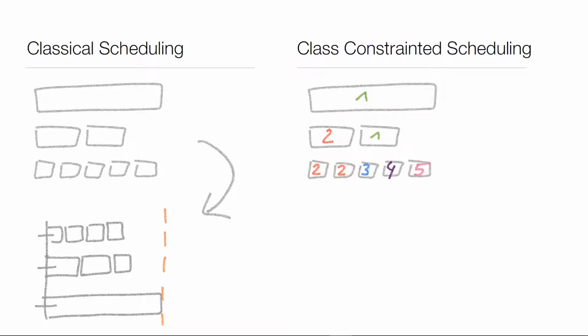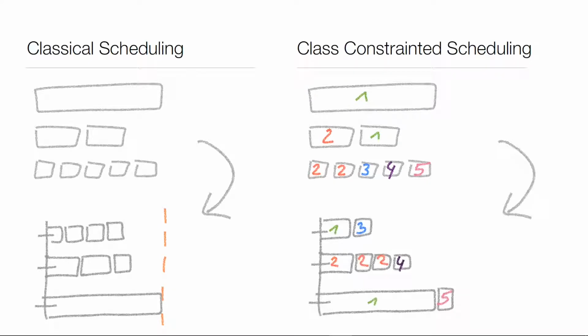The class constraint scheduling problem is pretty similar, but in addition, each job admits a class, and each machine has some class restriction. For example, each machine is only allowed to schedule jobs from 2 different classes. A schedule could look like this. And again, the goal is to find a schedule that minimizes the makespan.